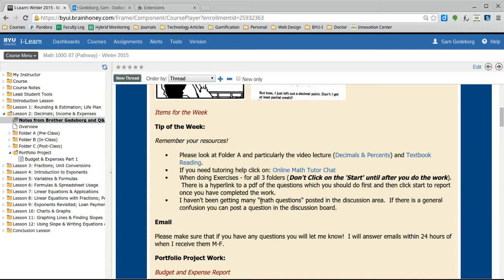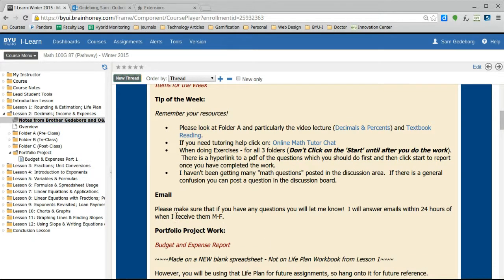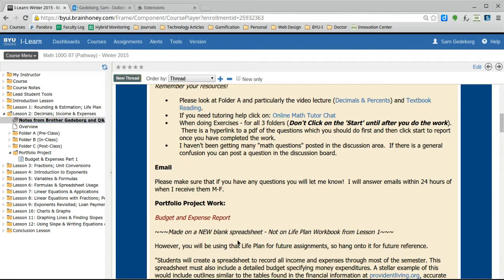So I try and order it so that if students are reading this, they're going to read the most important stuff first. So I usually put a tip of the week, and that's usually something I find students are struggling with the most in the past week. Something that might help them out a little bit. So if they read that, hopefully they'll get a little bit of information.